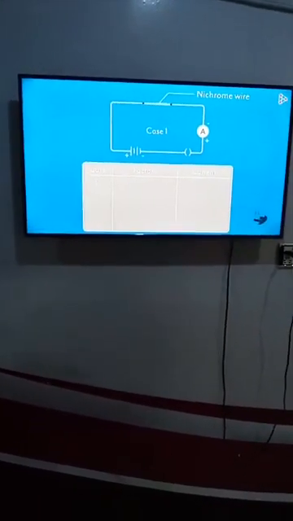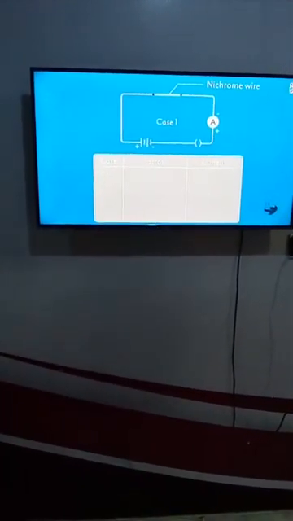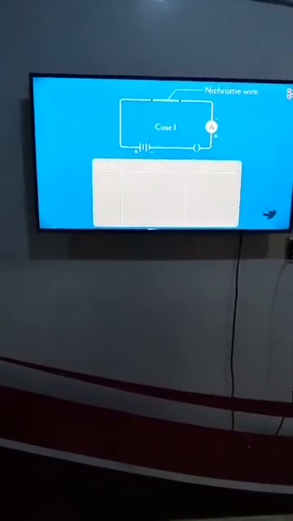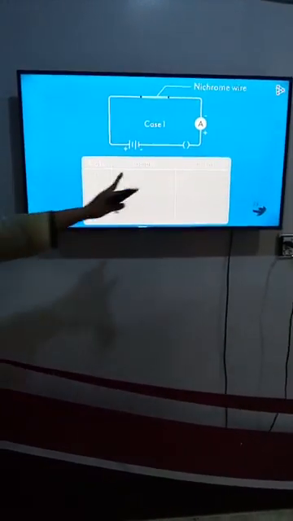Take a small electric circuit like this one, which has a plug key, a power source, and an ammeter. In the first case, connect a nichrome wire between these 2 points. Okay, the first thing, can you tell me what is the function of this ammeter in the circuit? What is the use of this ammeter? To measure the current. Very good. To measure the flow of current, we are using the ammeter over here.